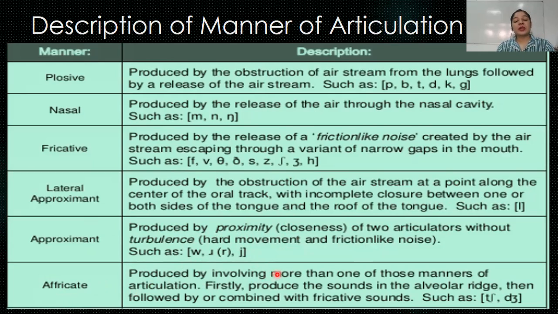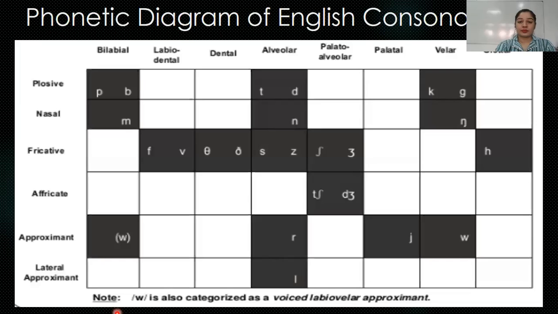Affricate, produced by involving more than one of these manners of articulation. Firstly, it produces sounds at the alveolar ridge, then is followed by a combined fricative sound, such as ch and j. So this is the position of p, b being bilabial as well as plosive. Here this is a diagram of place of articulation as well as manner of articulation, right?